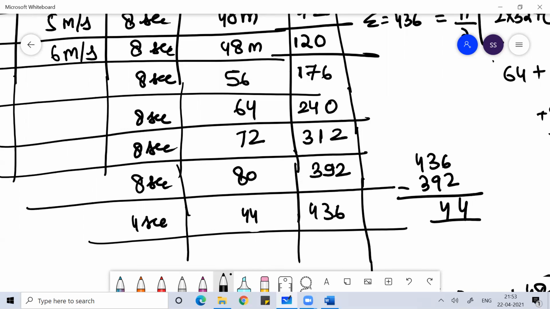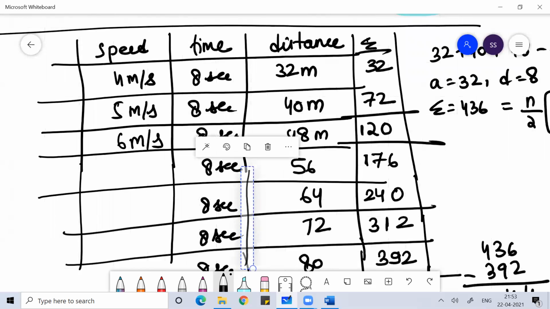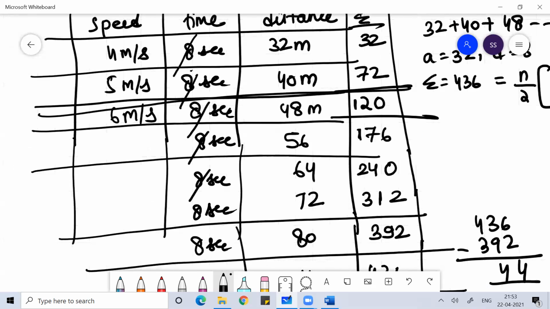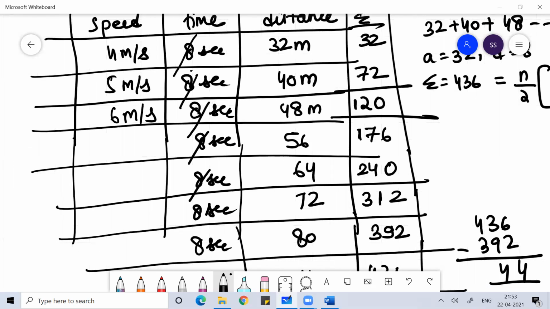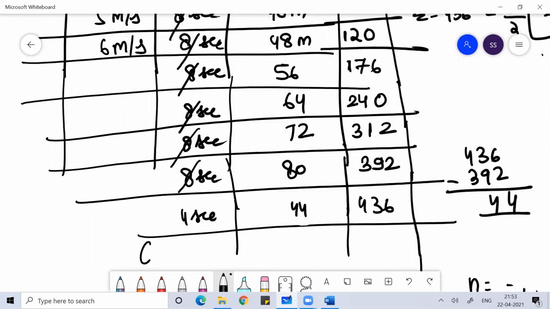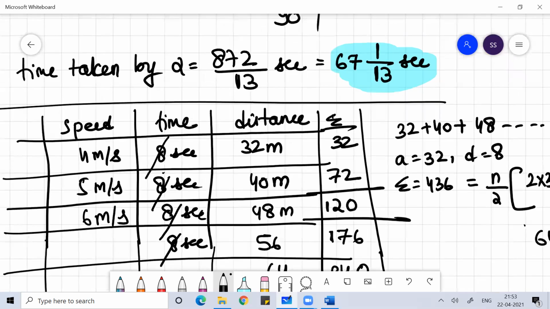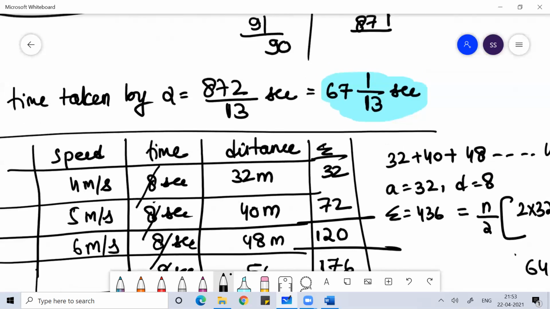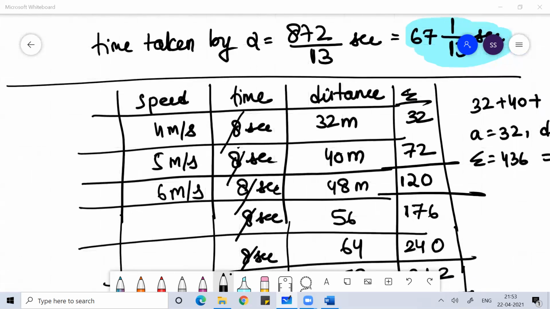So that is going to happen in how many seconds? You can count 8, 1, 2, 3, 4, 5, then 6, 7, 7 eights are 56, so 60 seconds. So this is going to happen in 60 seconds. In 60 seconds, P is going to cover 436 meters.